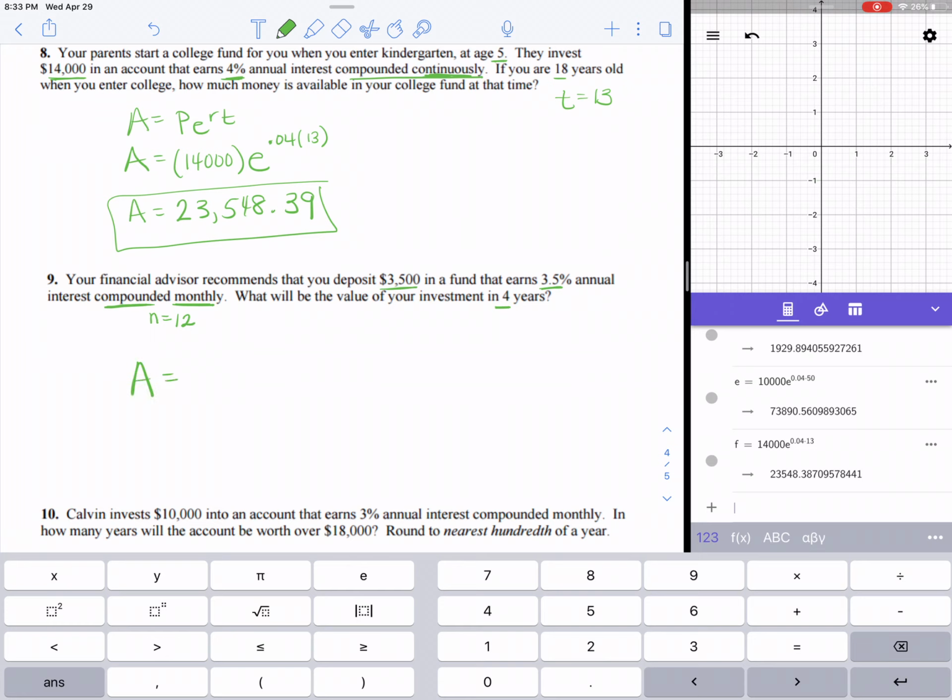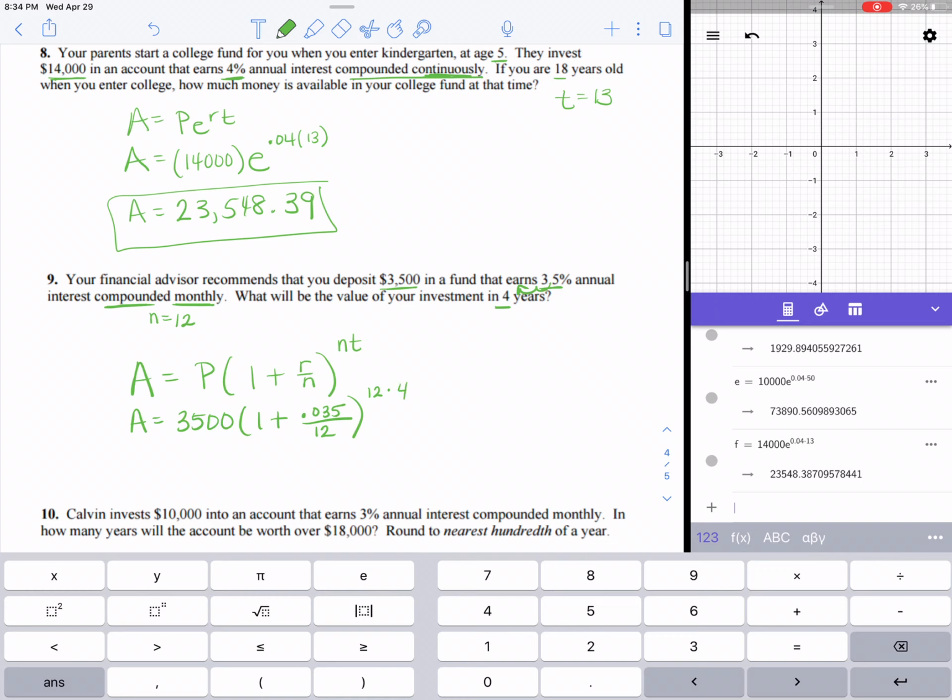So A equals principal times 1 plus R over N to the NT power. So that's the formula up top that you can keep looking at when you're doing your work. So the new amount, that's what they're asking for. They gave you all the other information to plug in. The principal is the 3,500. The rate is, in this case, if I move the decimal 2 places to the left, 0.035. The number of times, the N, number of times it's compounded a year is 12.